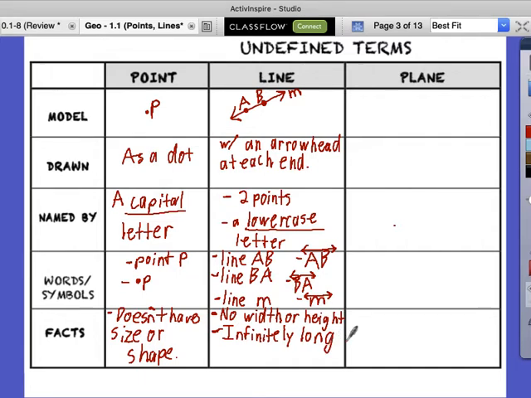Okay? So we know 2 things about it. There's no width or height, and it is infinitely long. That's why we use those arrowheads, is that it goes on forever. So theoretically, don't write this part down.